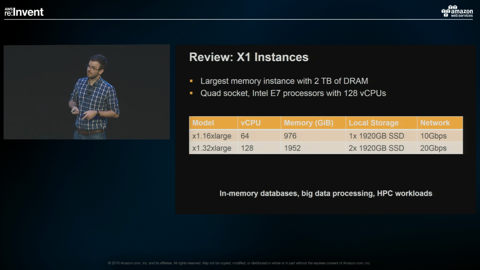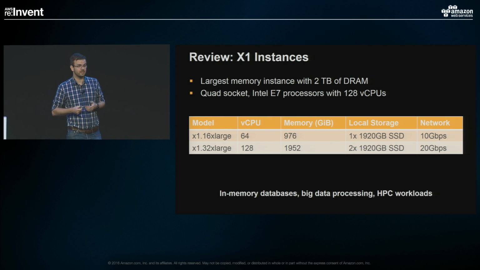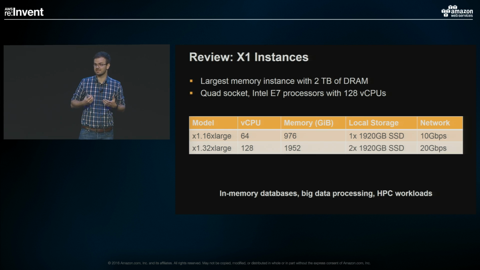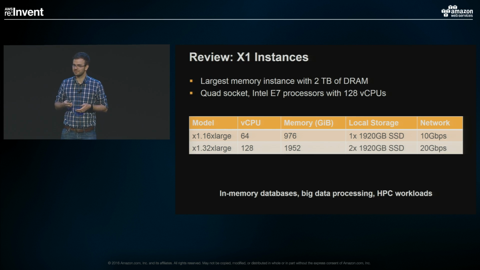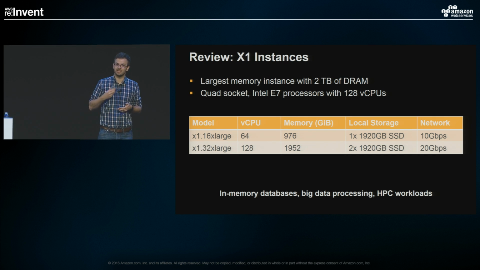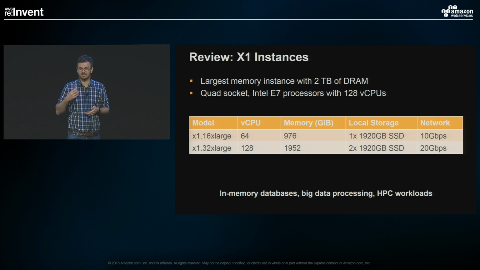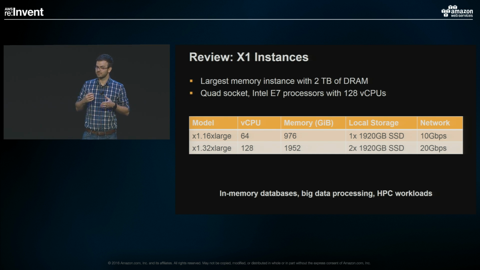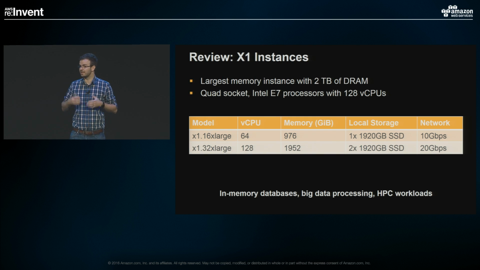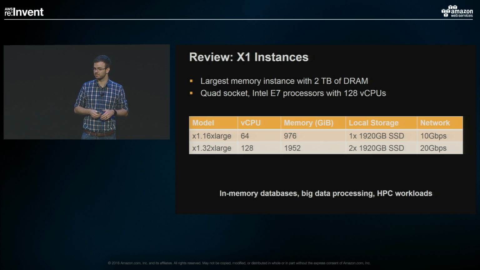The next instance that I want to talk about is the X1 instance. The X1 is really exciting because it's the biggest instance that we have available on AWS. The X1 32xlarge is a quad socket system, has almost 2 terabytes of RAM, and has 128 virtual CPUs. So it's a massive machine that's really great if you have a big in-memory database, if you're doing some big data processing, or even some HPC workloads that need that much memory footprint all on a single machine.